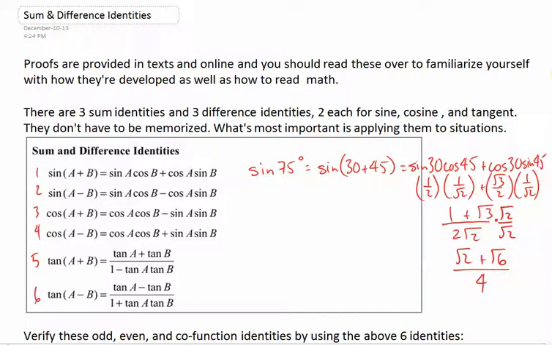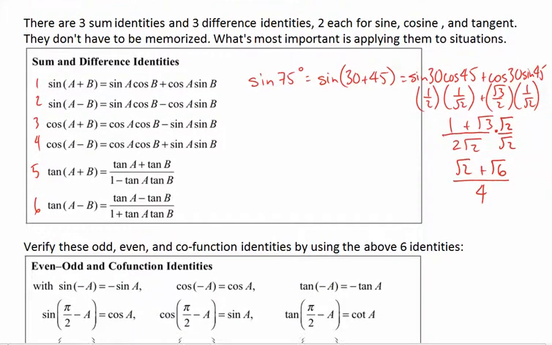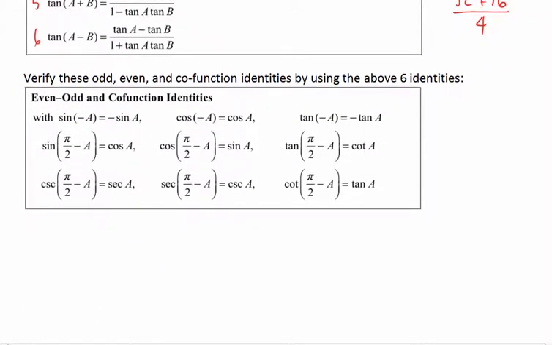So, we're going to look at a few different examples of how these identities get utilized. First up, there are a list of other identities for cofunctions, which refers to how sine and cosine, for example, relate to each other, and odd and even identities. We can use the sum and difference identities above to show that some of these are true.